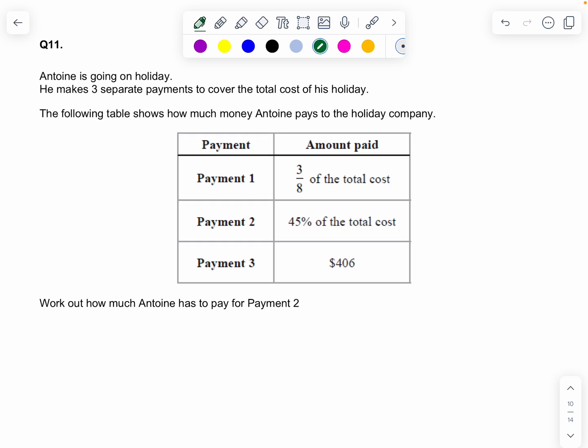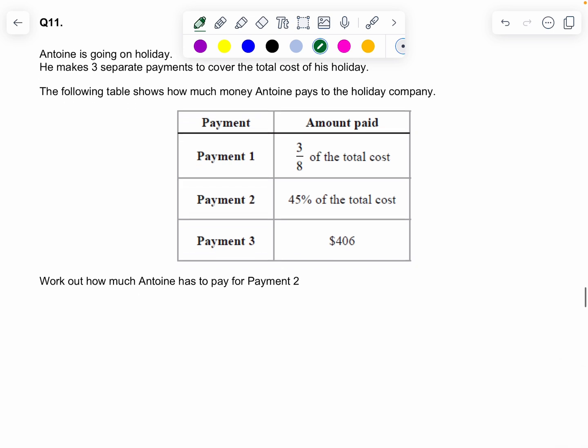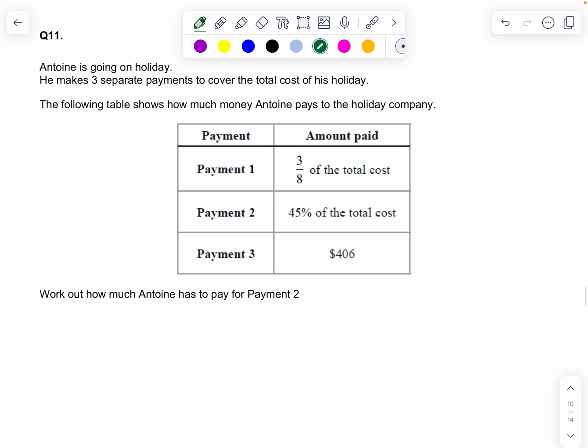Okay, this is the one that a lot of you hated, and admittedly it was quite an intense question. Right, so first of all, what we need to do is we need to know how much, in terms of either percentages or fractions, these two payments are. I personally think it's easier to turn them into percentages. To turn 3/8 into a percentage, you do 3 divided by 8. Remember, it's top divided by bottom, then times it by 100. That gives you 37.5%.